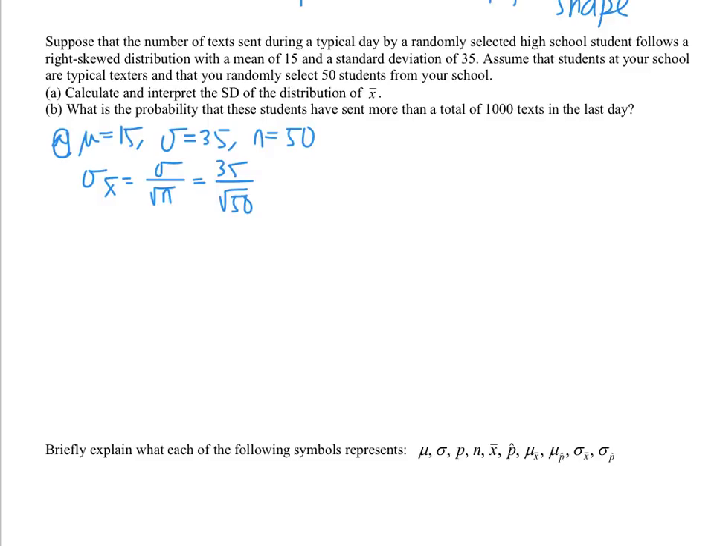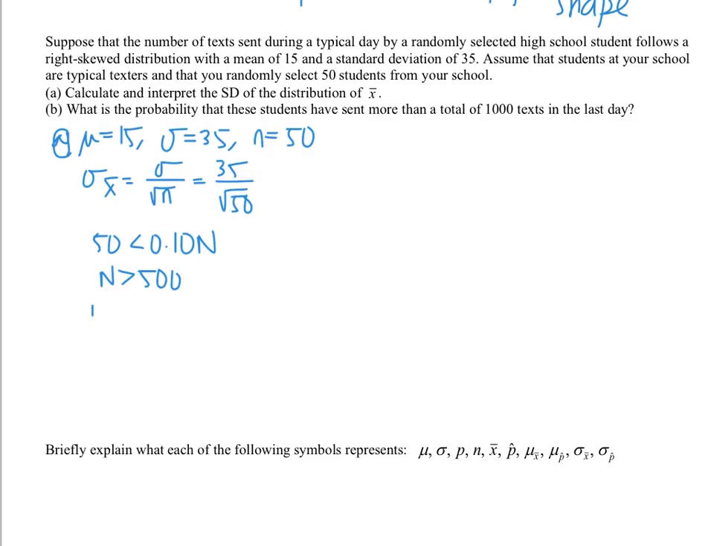Now, there is a condition that we ignored. We haven't checked the 10% rule yet. So in order for this standard deviation to be valid, our sample size has to be less than 10% of the population size. In this case, we don't know how many students there are at this school, so we need to solve for that. N has to be greater than 500. We have no idea what this school is or how many students it has, so we're just going to have to assume that this is reasonable.